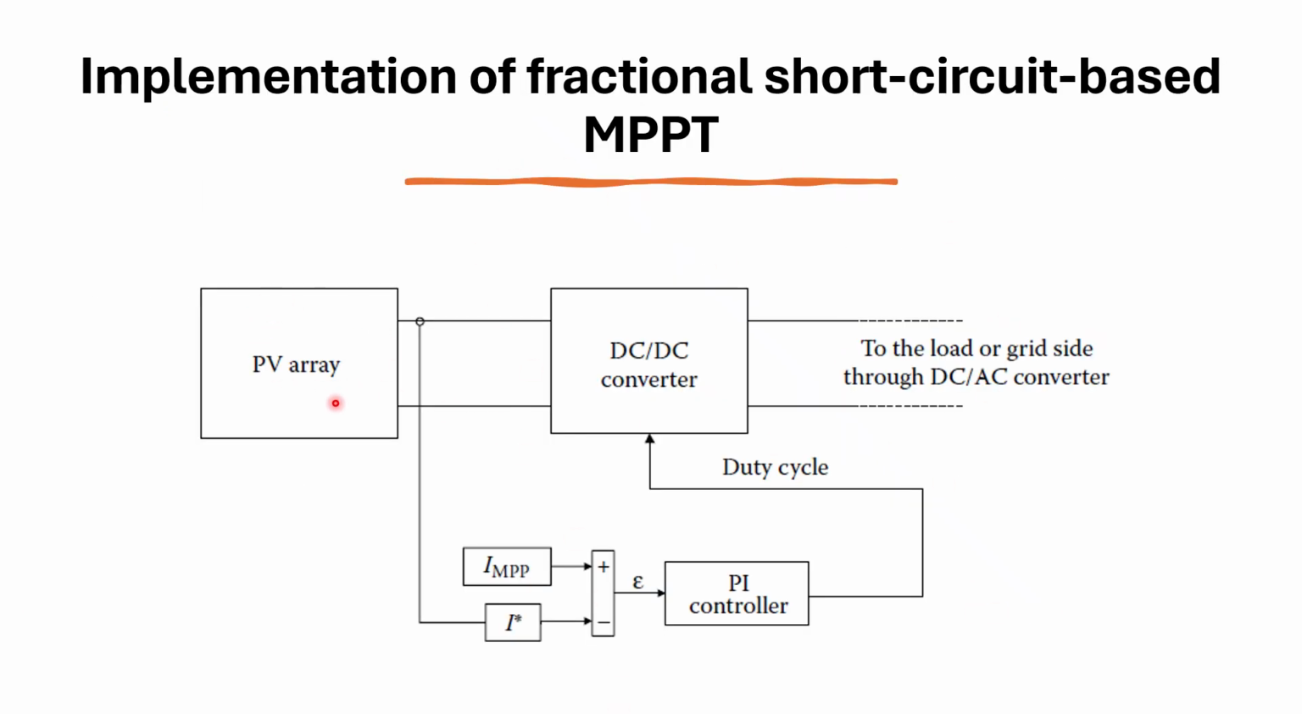This is how it operates. The PV array will be there, and we have the DC converter, nothing but a chopper, and the actual current is sensed and compared with the maximum power point current. Obviously there will be a difference, and accordingly the PI controller produces a duty cycle in order to make the chopper, or the DC-DC converter, work properly. It is fed to the grid side or the load side converter, which is connected to the DC to AC converter, nothing but an inverter.